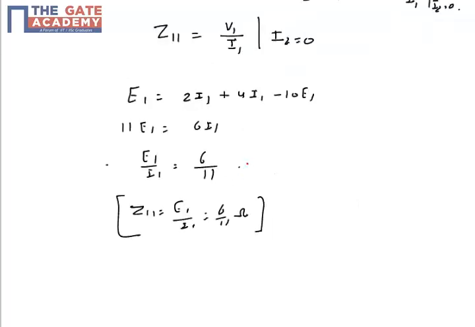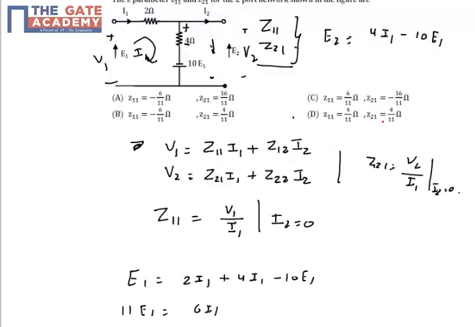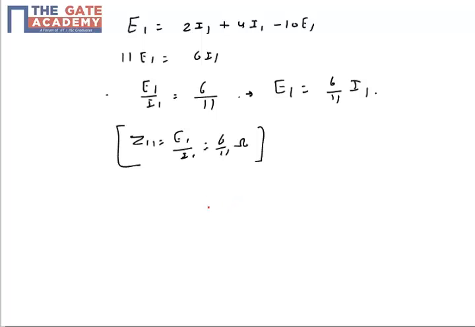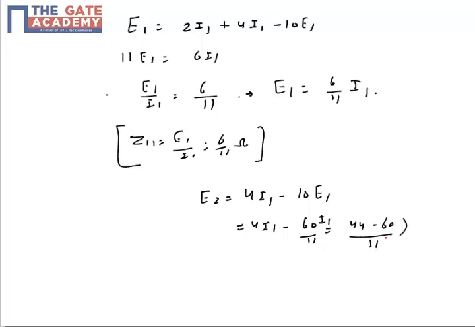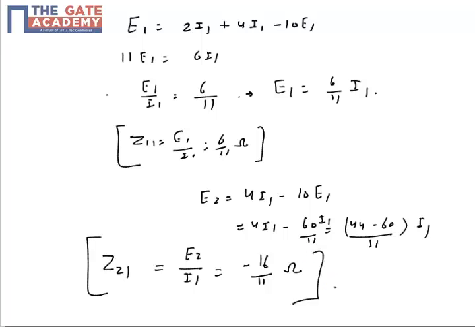From this relation I can find out that E1 is basically nothing but 6 by 11 I1. So use this relation here. So you will have V2 is equal to E2 is equal to 4I1 minus 10 E1, which is 4I1 minus 60 by 11 I1, which is 44 minus 60 by 11 I1. So E2 by I1 is basically equal to minus 16 by 11 ohms. So my Z21 is defined as minus 16 by 11 ohm.